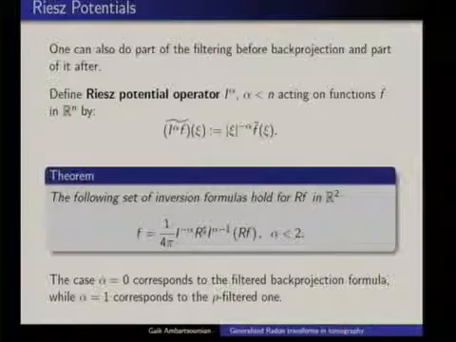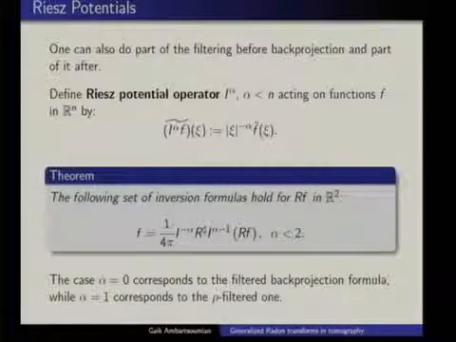For example, in Natterer's book, if anybody is interested, you can look at Natterer's book for the family of inversions of the Radon transform with Riesz potential operators. Okay.